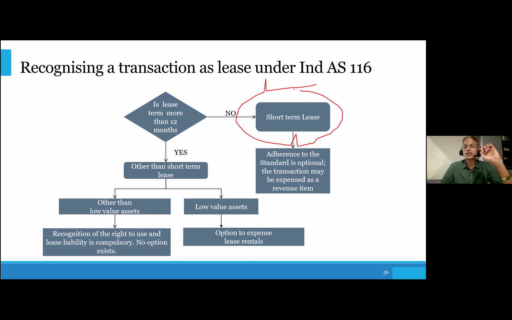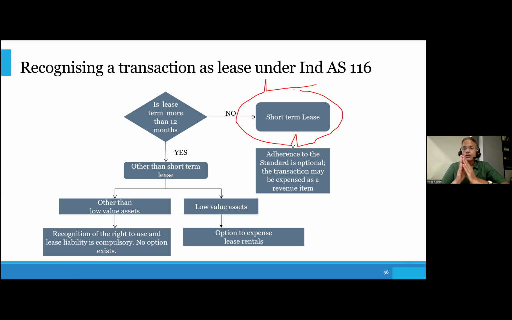What is a lease of up to 12 months tenure? If the lease has a right of renewal which is reasonably certain to be exercised, then I would take the renewal also as having been exercised. For example, I give a lease for 11 months, but at the end of 11 months, it's reasonably certain that the lease will be renewed. Then I cannot claim a short-term lease exception if the lease is highly likely to be renewed.